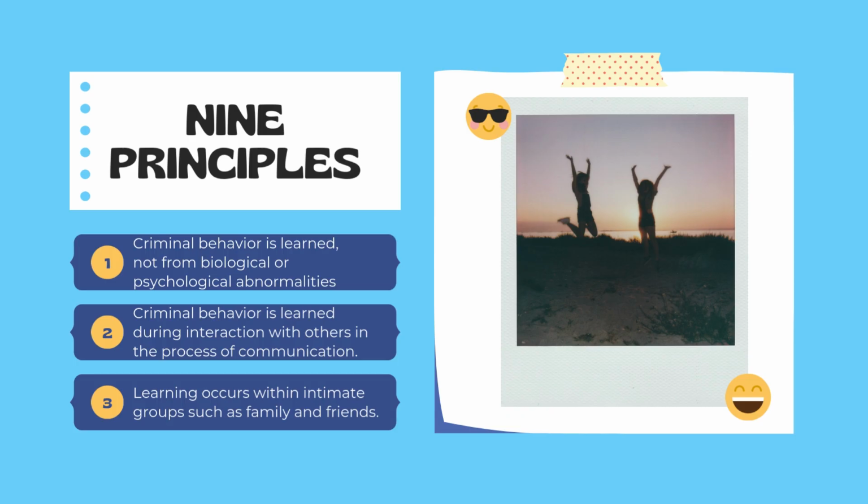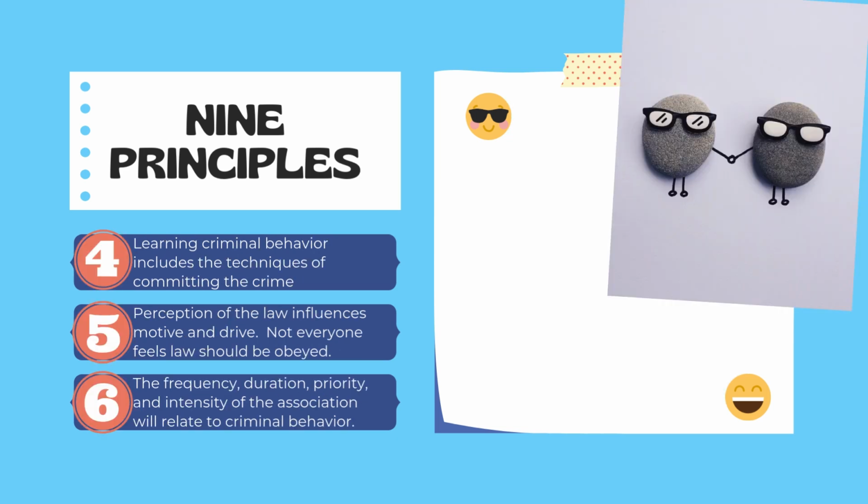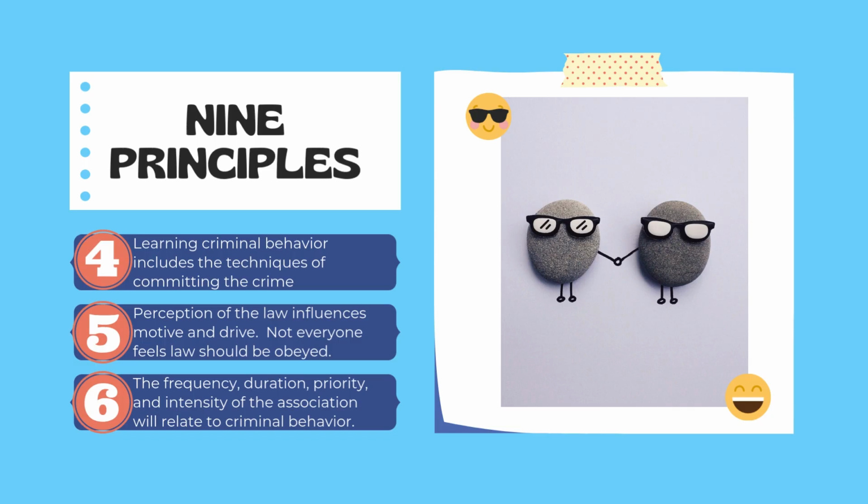Number 3, learning techniques. Imagine a family recipe that's passed down from your grandma to you. You don't just know grandma's spaghetti sauce exists. You learn the steps, the ingredients, the secret trick that goes into making it grandma's spaghetti. Crime works the same way. You don't just know stealing's possible. You learn how to do it.